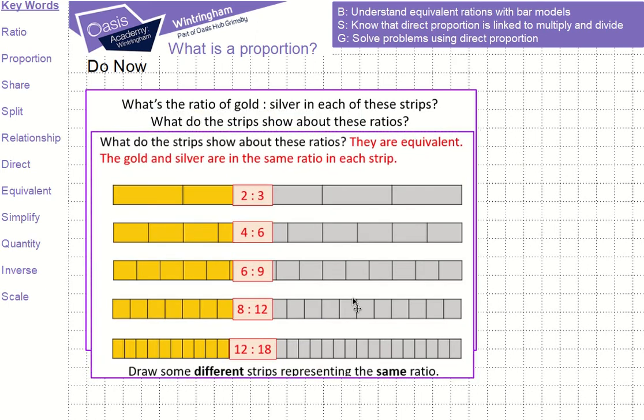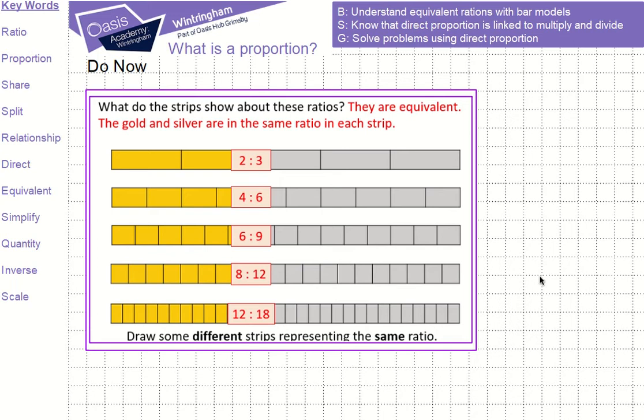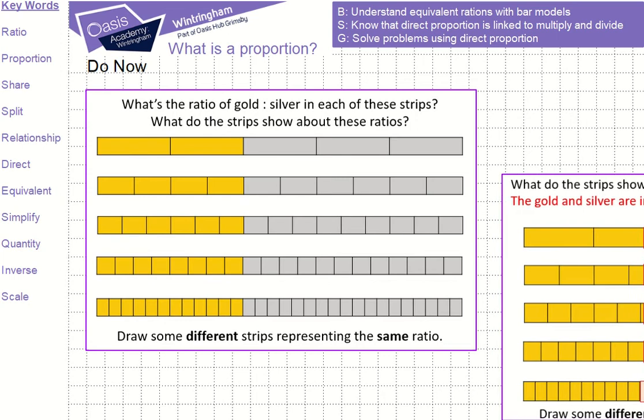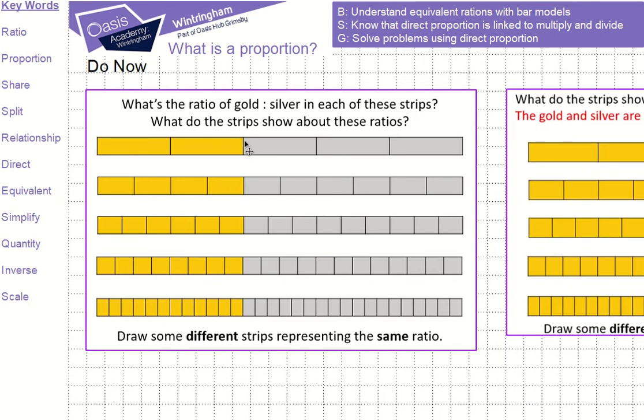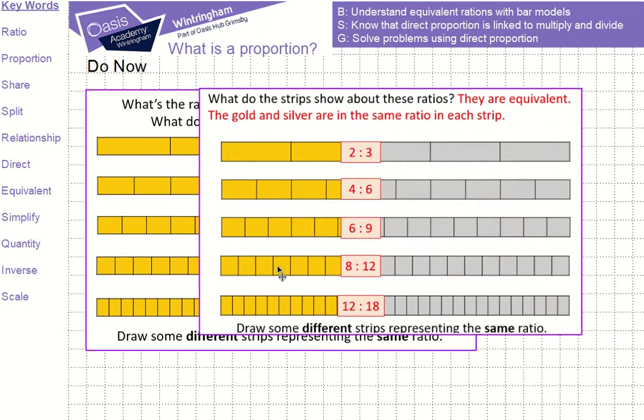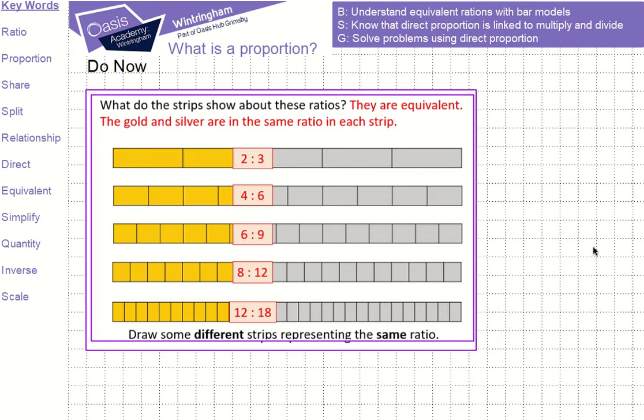Okay, so the answer's on the screen. 2 to 3, 4 to 6, 6 to 9, 8 to 12, 12 to 18. All of these ratios are equivalent. The gold and silver are in the same ratio in each strip. If I just go back to the original diagram, we can see that the amount of gold and the amount of silver is the same, and all the bars are the same length. So they're all equivalent. Mark the ones that you've done, and then we're going to move on.